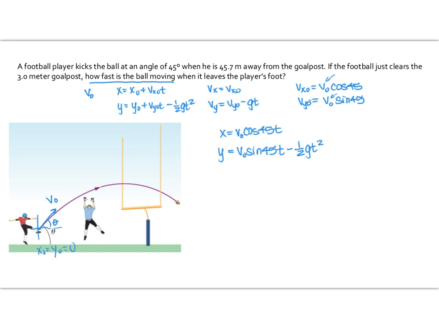Now, what do I know? Because I want to solve for V naught, I have to use the information that I know. I do know that when x is equal to 45.7, y is equal to 3. These things are true at the same time. So I'm going to put in these values for x and y.